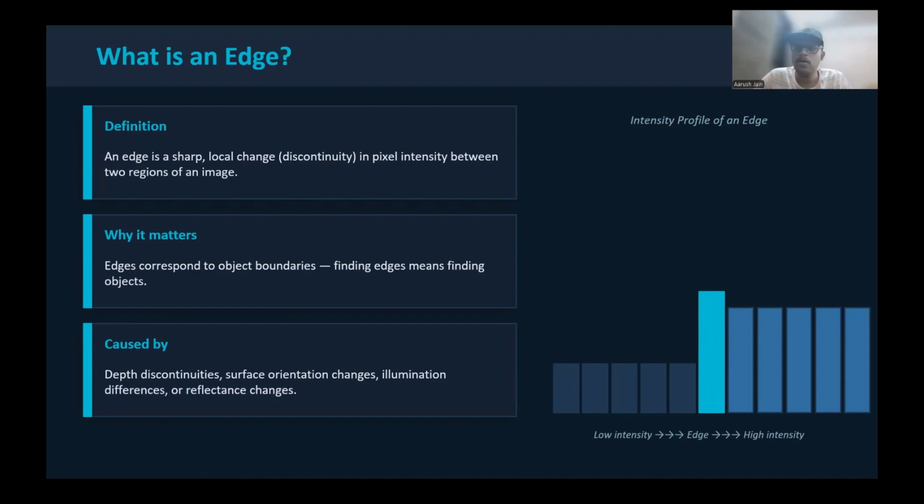To show a simple example on the right, you can see a simple intensity profile. On the left side, there is a dark region with low pixel values, and then there is a sharp spike at the edge location, and on the right the intensity is high. The spike is exactly what edge detectors are designed to find. Go to the next slide.